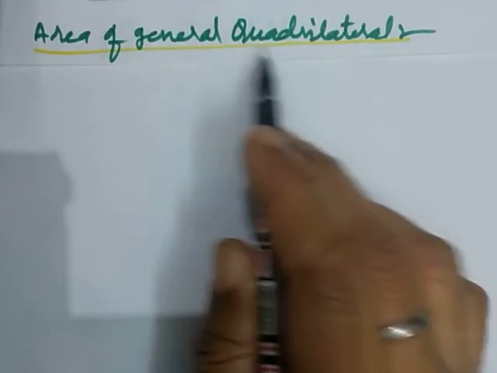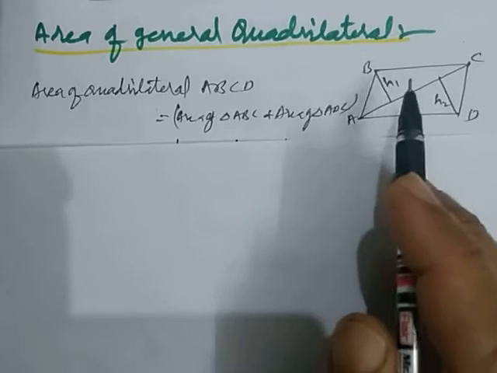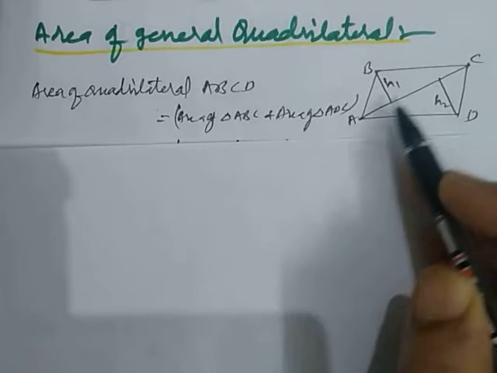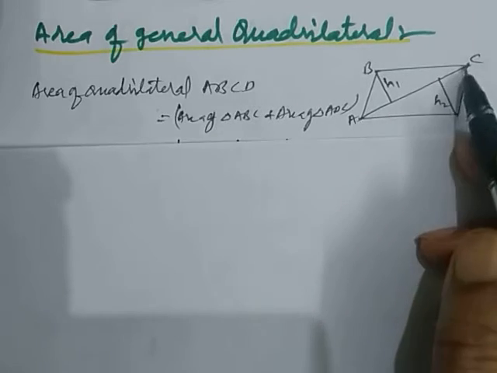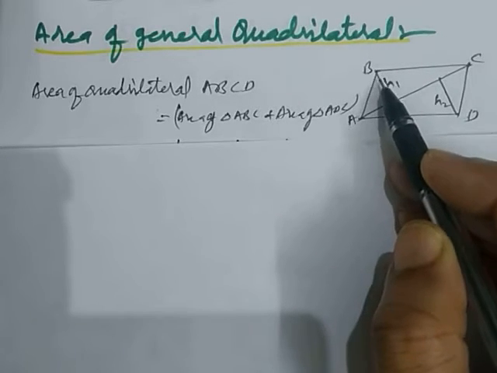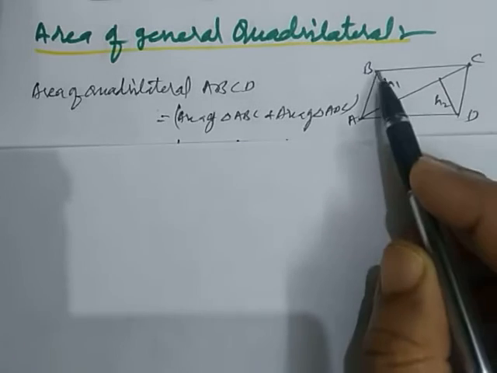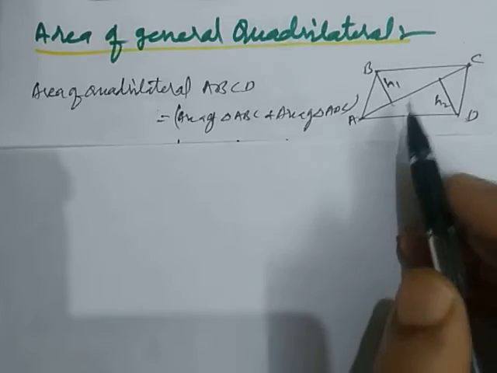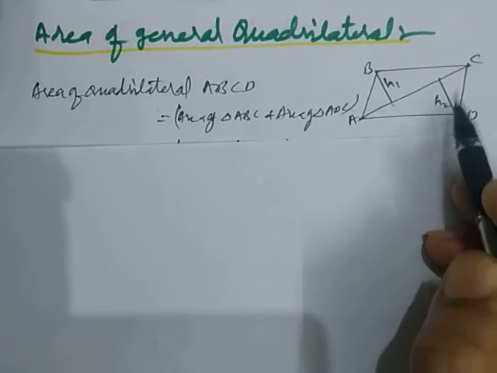Now we learn area of a general quadrilateral. This is a general quadrilateral. We join these corners, so AC is the diagonal. We draw perpendiculars from the vertices to this diagonal, B to here and D to here. So this h1 and h2 are the perpendicular distances, that is height h1 and height h2.